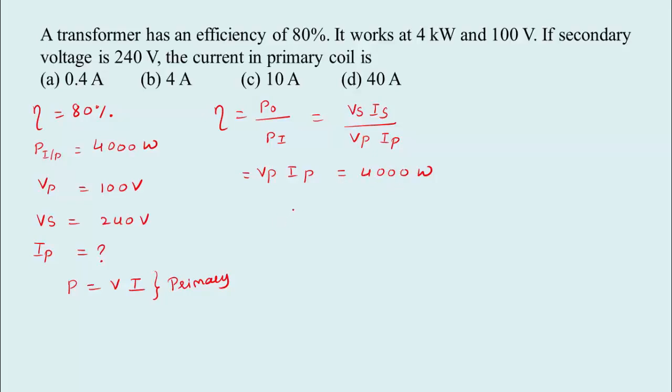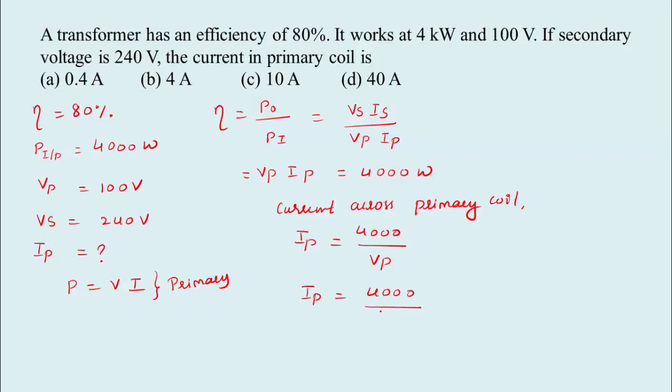Then current across primary coil we have to calculate. So current across primary coil is given by the equation Ip equal to, we can write the input power, 4000, divided by Vp. So Ip equal to 4000 divided by, Vp value is already given, that is 100. So we will get Ip equal to 40 ampere. So current across primary coil is 40 ampere, that is option D.